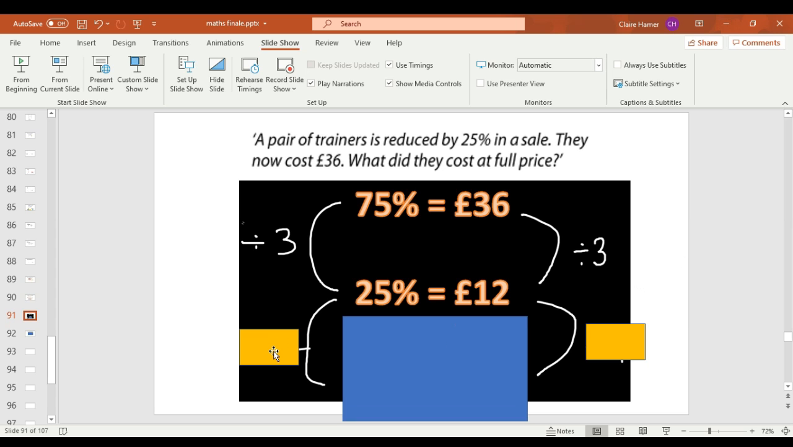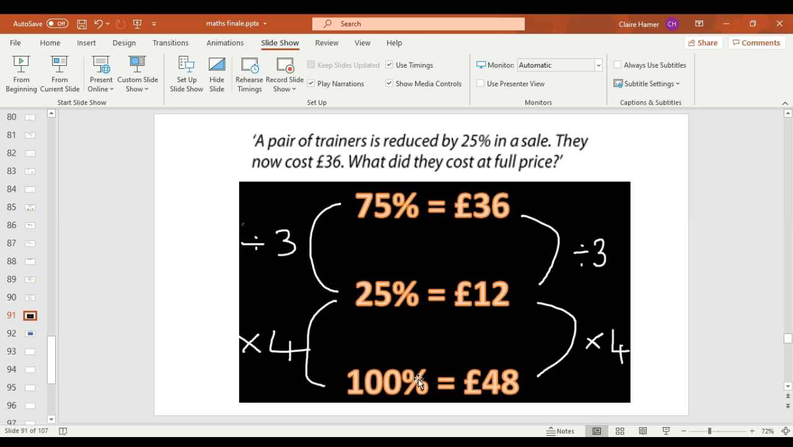Then, what do you think I did next? I multiplied by 4. So 100% is worth £48. Okay, so how much has this person saved? They've saved £12. You can actually see it there, can't you? 25% equals £12.